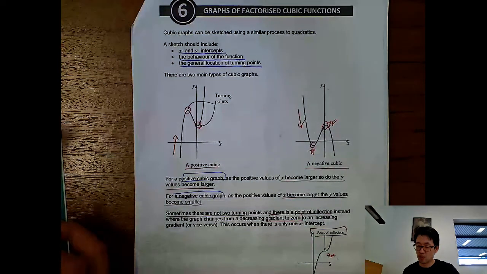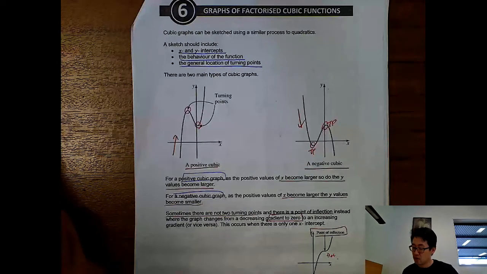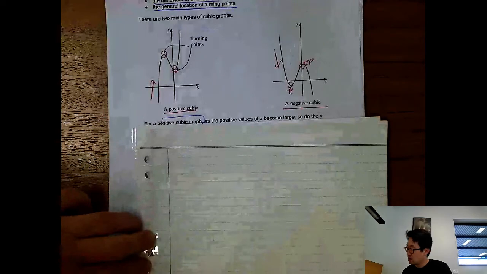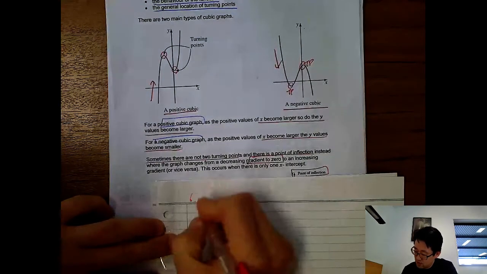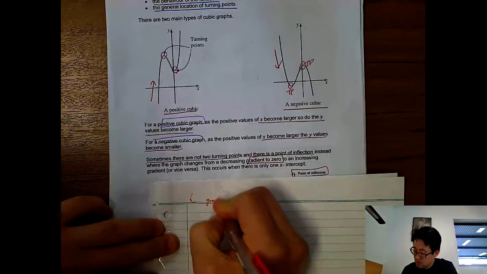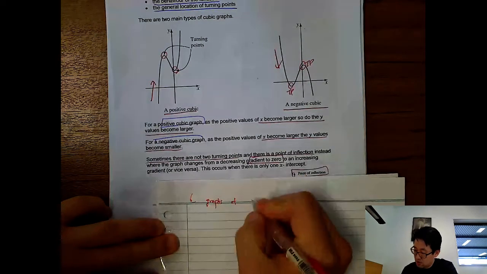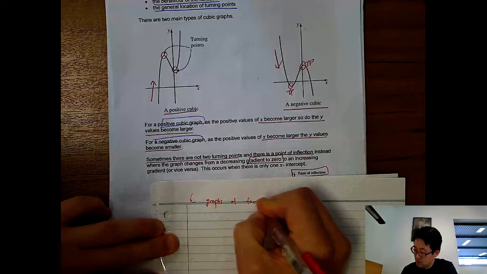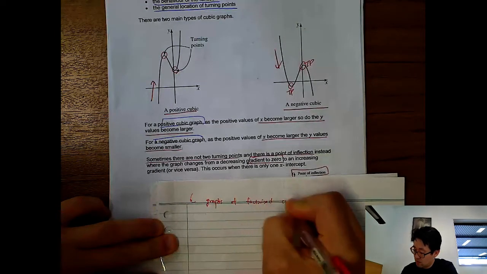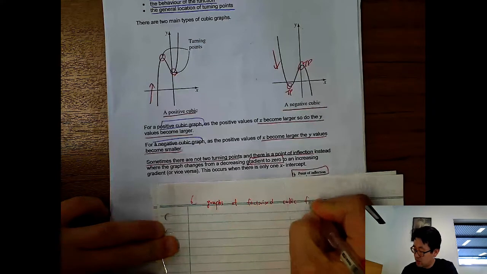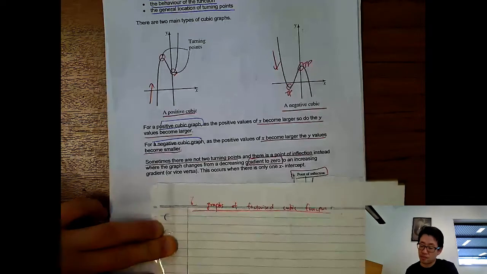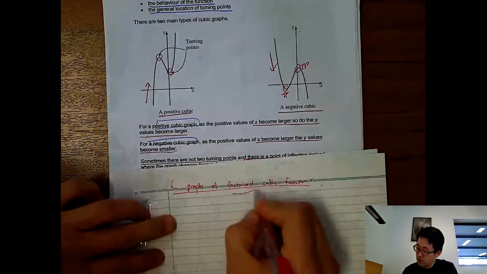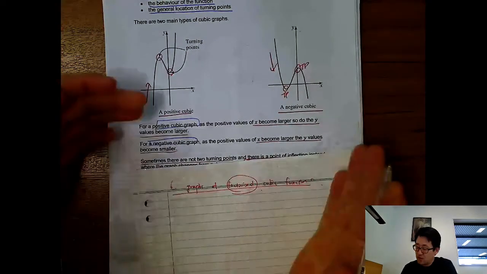Well, let's start section 6. We're doing graphing. Okay, let's go and try this one. Drawing cubics. Section 6, graphs of factorized cubic functions. So in this case, most of the questions are already factorized, so you don't have to touch too much.